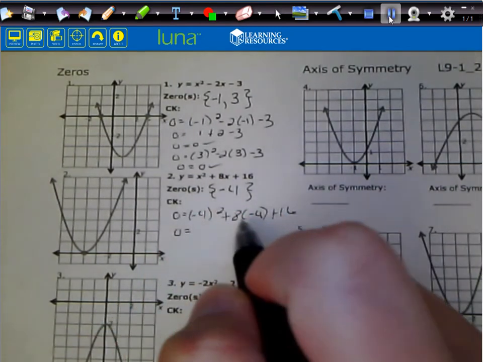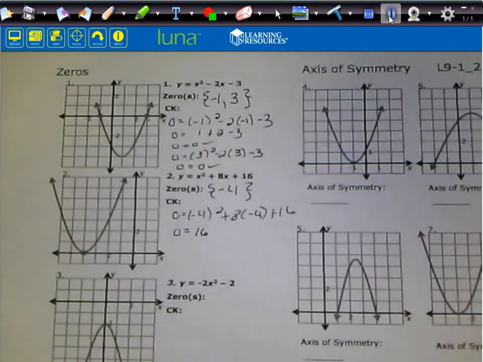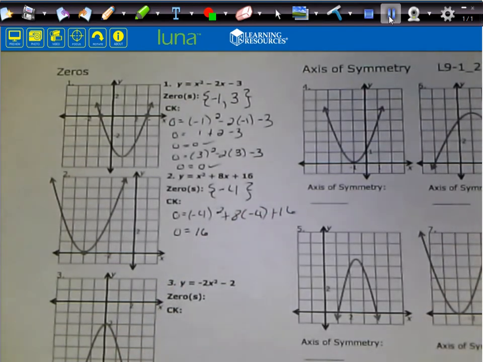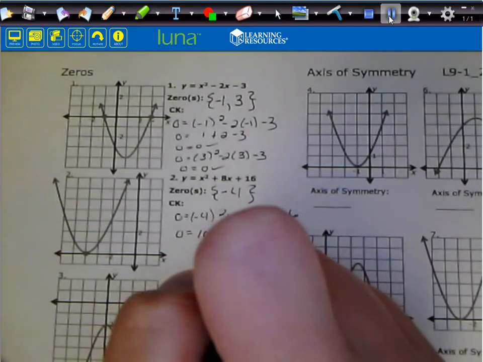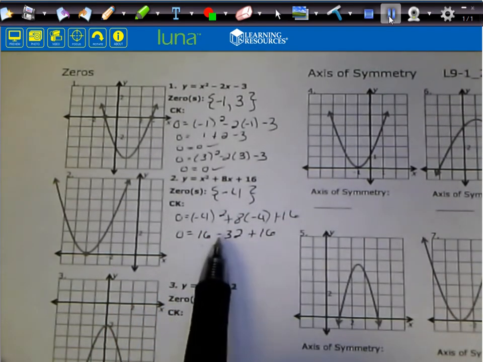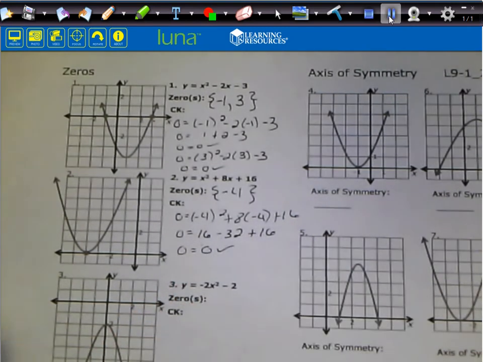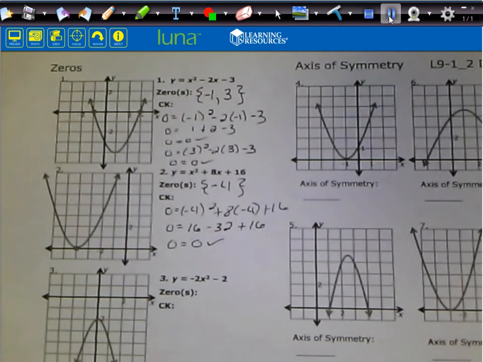That's going to give me negative 4 squared is 16. 8 times negative 4 is going to give me negative 32, or minus 32. Bring down my other plus 16. 16 minus 32 plus 16 gives me 0. So 0 equals 0, and that works out. Make sure you have down number 2 before you move on.